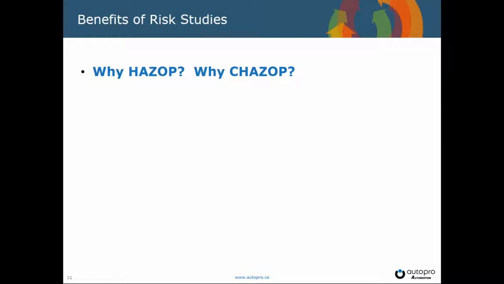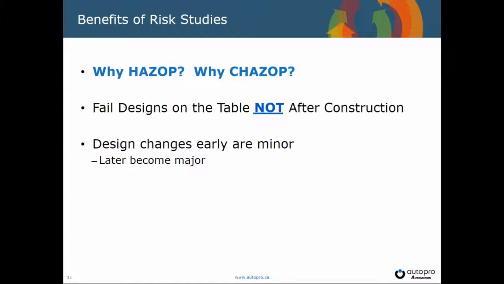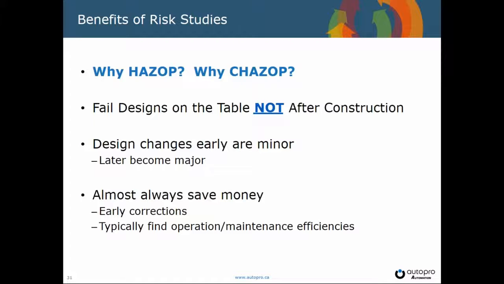So why do we HAZOP and why do we CHAZOP? Well, the whole goal is to fail the design on the table and not after construction. The design changes that are identified and completed early are generally minor. The longer we leave those changes, those corrections become major issues impacting the schedule and budget. And our risk studies will almost always find some type of efficiency.